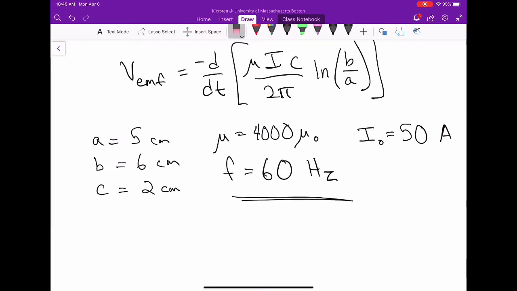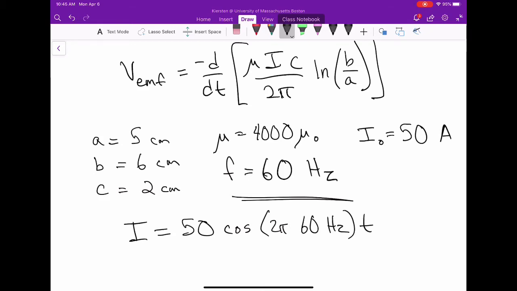So if I were to write down what that current is, I is 50, we can choose sine or cosine, so I'm just going to choose cosine here, cosine of 2 pi times 60 hertz times t. But I'd rather do this in phasor domain. So since I chose a cosine for the current, I can say that the phasor version of this current is just 50. Because it's got 0 phase, it's just 50.